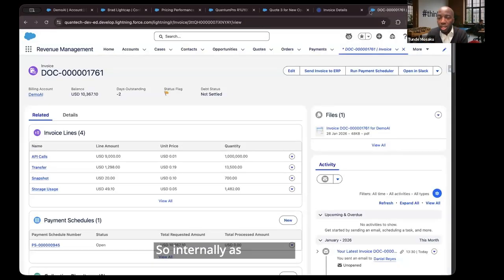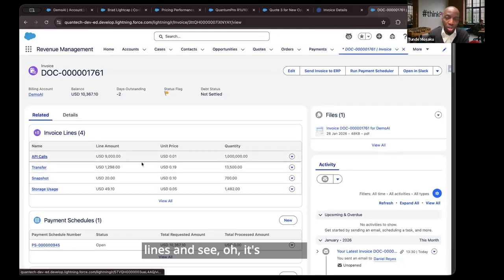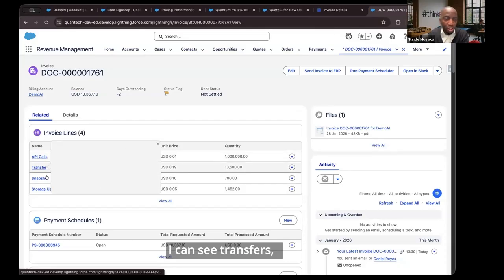So internally, as a billing support operative, I can have a look at this particular invoice. I've received the case from Brad, who's unhappy about something, or needs some explanation or clarification. I can go ahead and click through each of these invoice lines and see, oh, it's got this number of API snapshots at this particular line item, and the quantity is 1 million. I can see transfers, I can see snapshots, I can see storage usage.